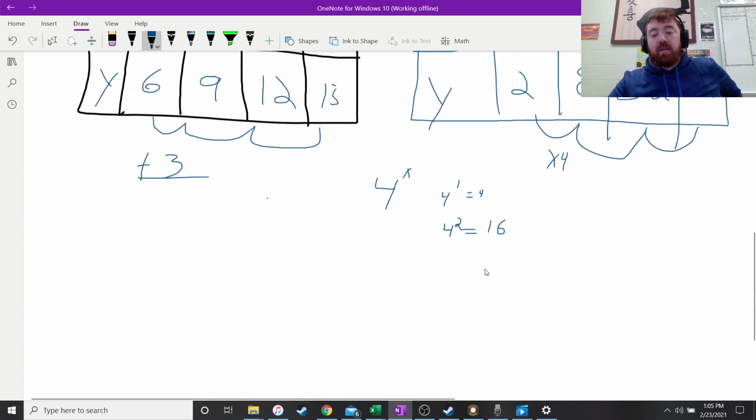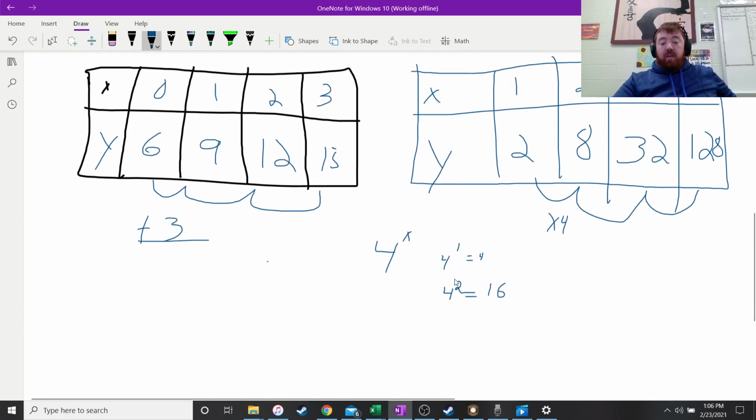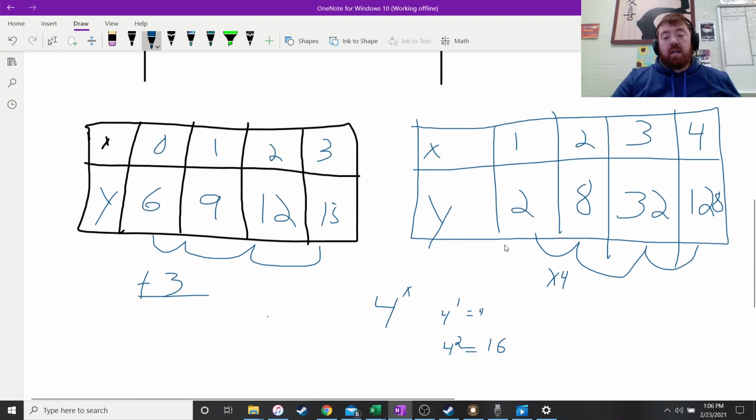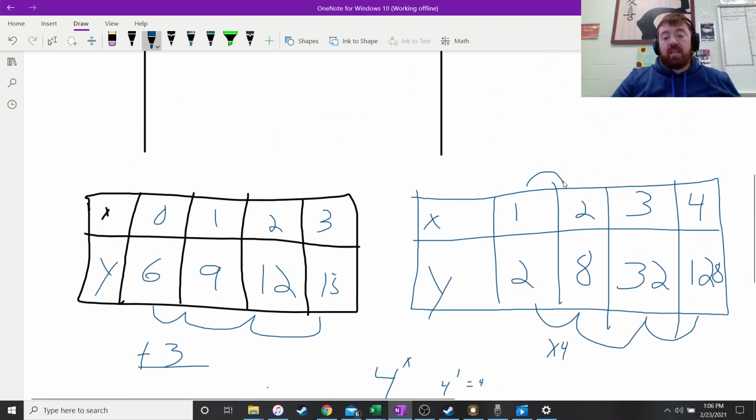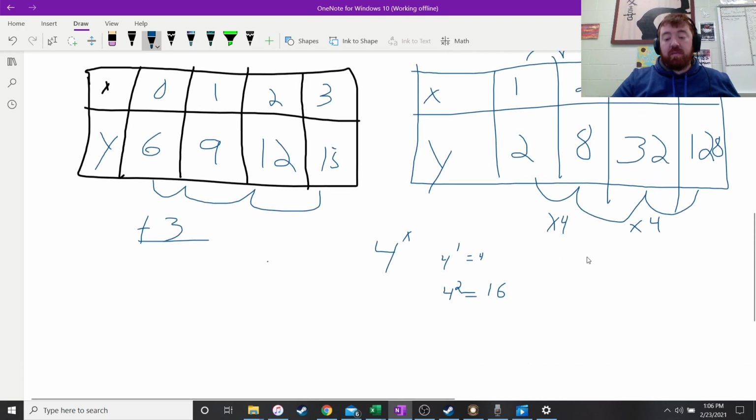At least on appearance, this is not going to be an exponential growth because of this. Now, sometimes we're going to take, so really what we're looking for is: is there a common difference among the top and a common ratio among the bottom? All right, so the common difference among the top is we are adding 1 each time, right? The common ratio along the bottom is we are multiplying by 4 each time.